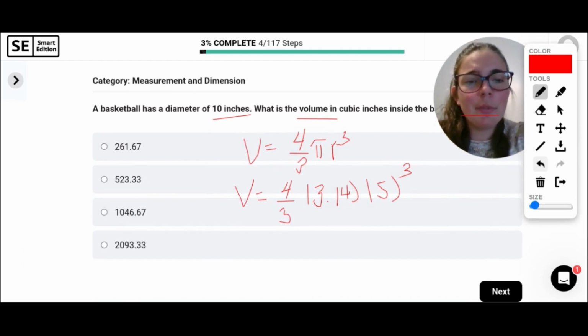So first thing I have to do is 5 to the 3rd power. Okay, so I've been doing math a long time. Sometimes when I'm doing volume of a sphere, I accidentally do to the 2nd power just out of habit. So really be careful when you're looking at your formulas and plug it in correctly.